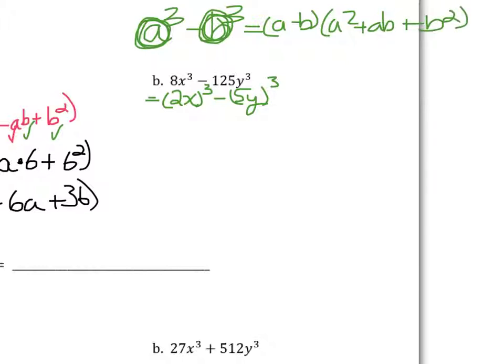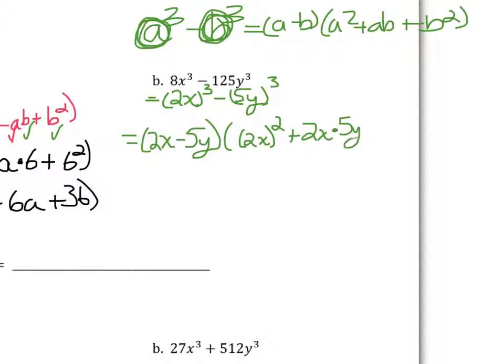I'm going to put the 2x in the place of the a here, and I'm going to put the 5y in the place of the b here. And I'm just going to simplify after I'm done doing that. So let's look at it. I'm going to get a 2x minus 5y times, I have to square my a, which is 2x. So I'm going to do a 2x squared. Notice I put it in parentheses there because I have to square the 2 and the x. All right. Plus, I'm going to have a 2x times my b, which is a 5y, minus a 5y quantity squared, and I can close my parentheses there.